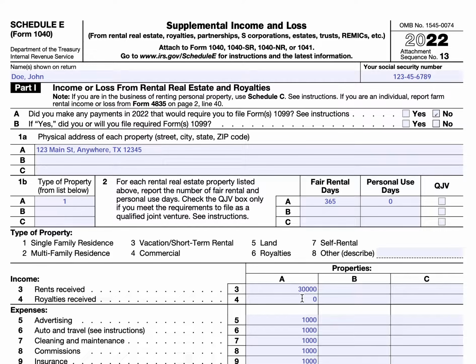Now, before we go through all of this information in part one, there are two questions at the top. First, did you make any payments in the tax year that would require you to file a Form 1099? And generally, you're going to file Form 1099 if you paid anyone, any single person, $600 or more for services performed during the tax year. So if it was a non-employee that you paid, then you would file Form 1099-NEC.